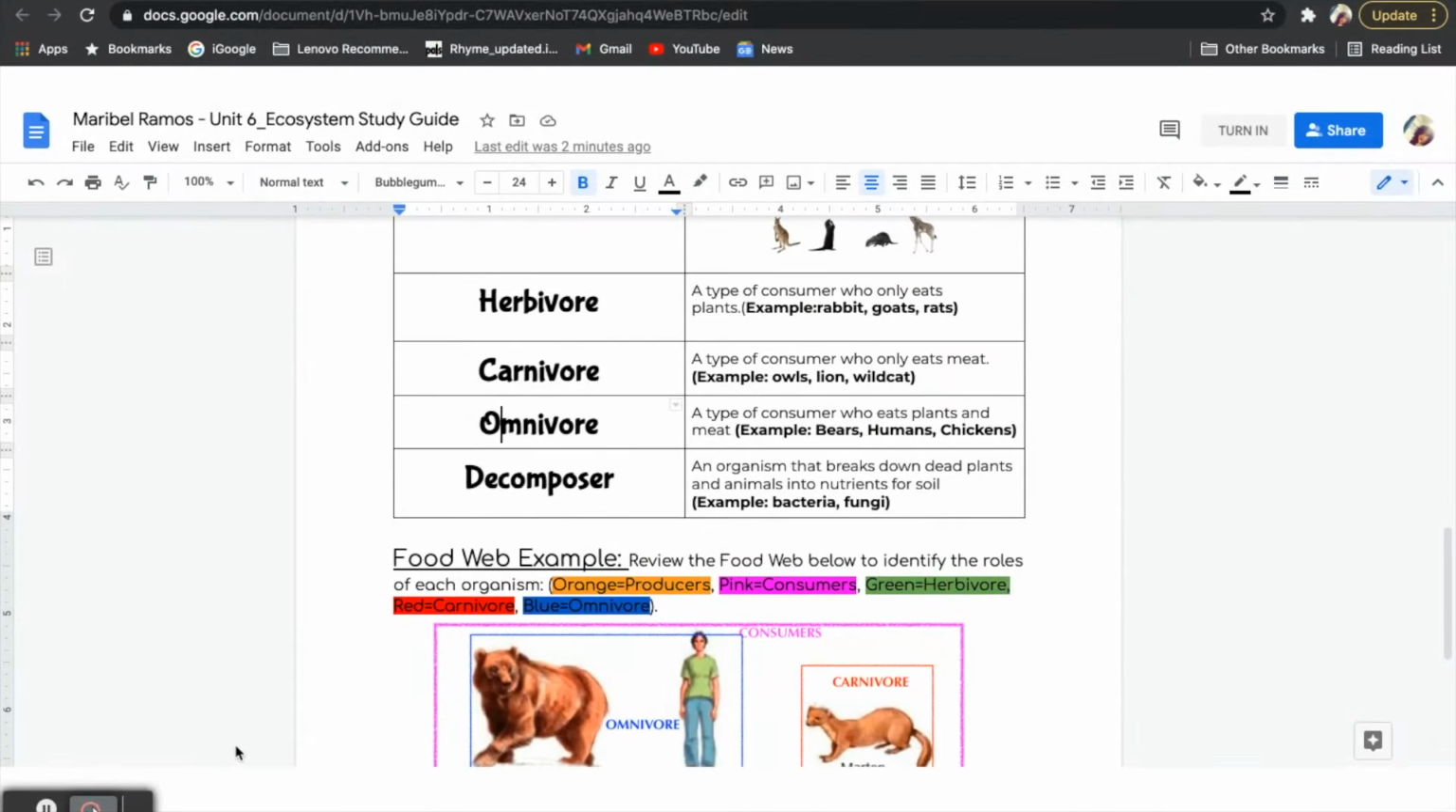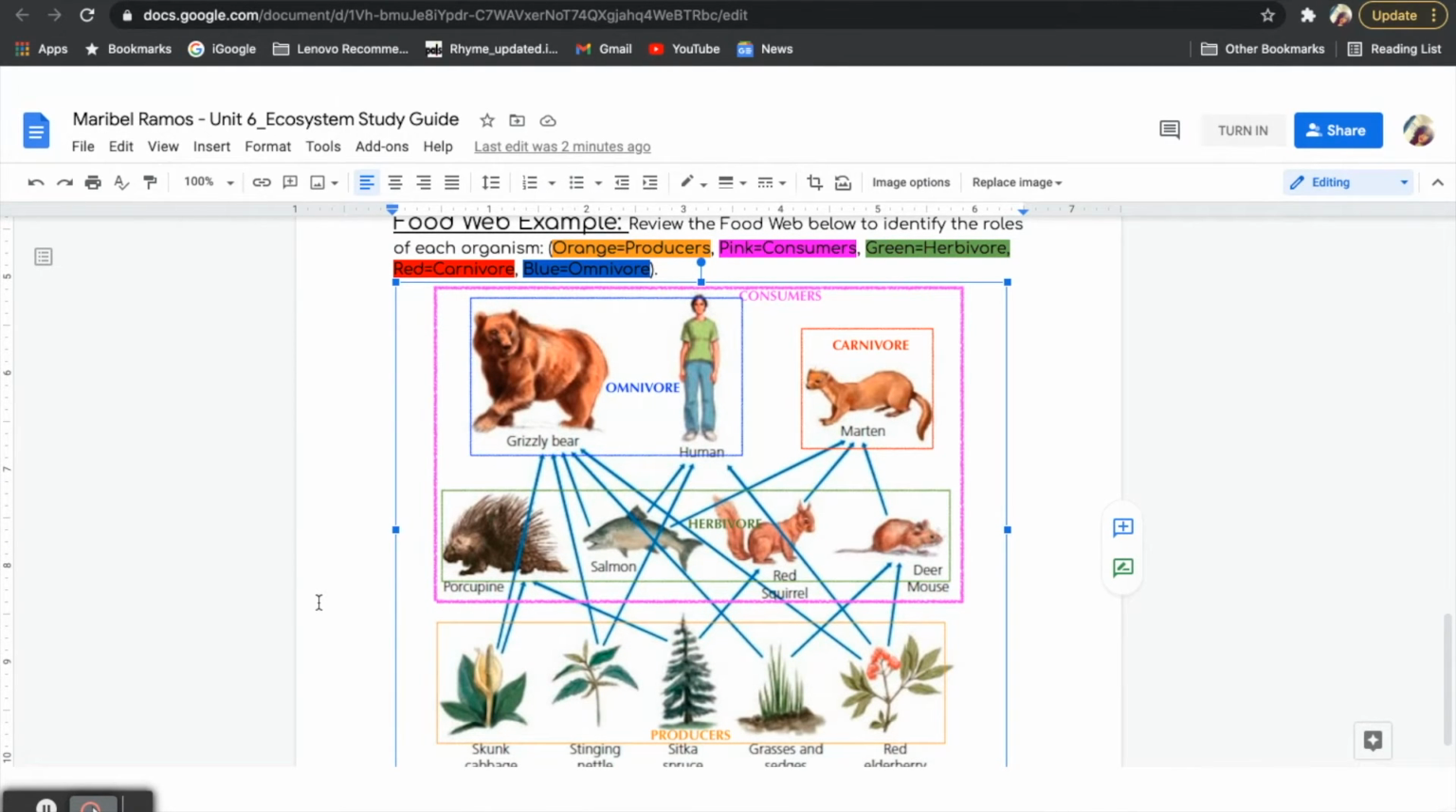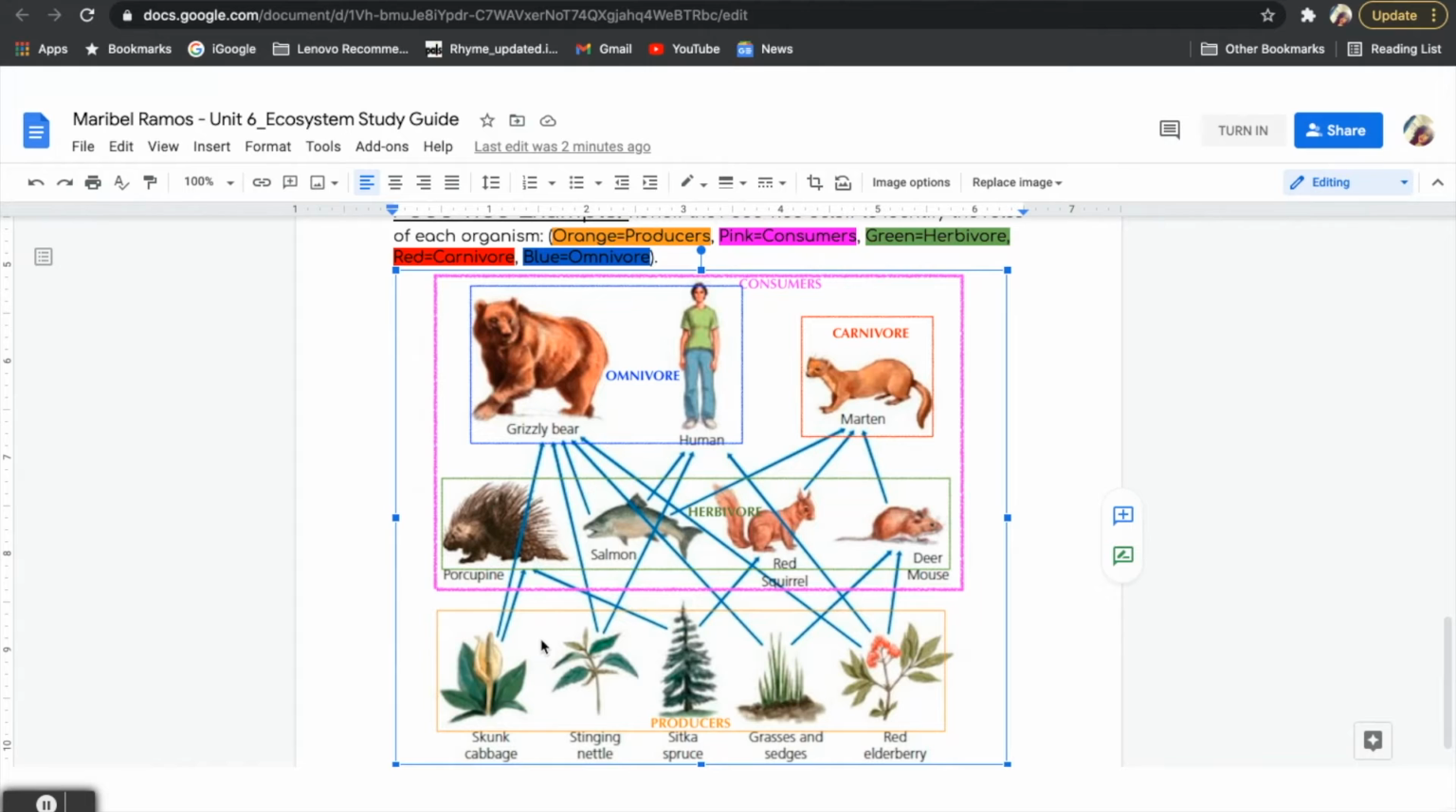Let's take a look at this example of a food web to identify what different roles each organism has. I have put colored boxes to identify each role. Orange is for producers. Pink is for consumers. Notice how there is a big pink box, and inside of this pink box, we have herbivores, which are in green, omnivores, which are in blue, and carnivores, which are in red.